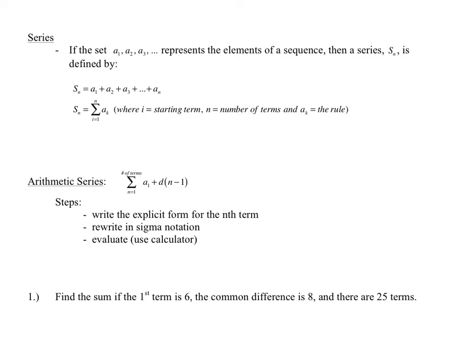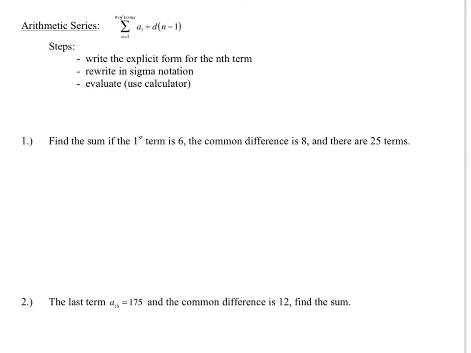An arithmetic series has the sigma notation and the actual formula that is used for an explicit arithmetic sequence. So the steps are you're going to write the explicit form for the nth term, then rewrite in sigma notation and evaluate using the calculator. Okay, that doesn't sound too bad, so let's get right to it.